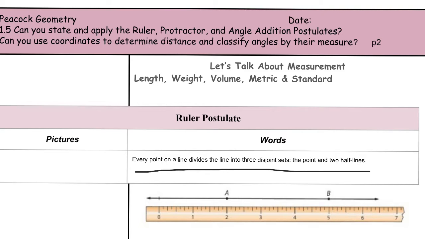Okay, so A divides this line into point A and half line. We'll say there's a point down here called Z, and we'll say there's B up there. Half line AZ and half line AB. So those are your 3 disjoint sets: point A, half line AZ, and half line AB.